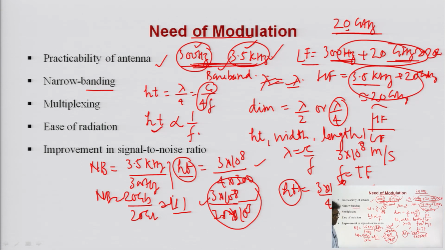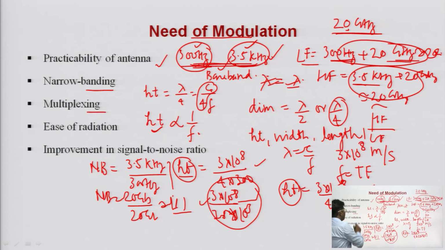So, it means for transmitting the lowest frequency component and the highest frequency component without modulation, if you are transmitting the baseband signal, you have to change the height of the antenna for different frequency components in the range between 300 hertz and 3.5 kilohertz. But if you modulate it, almost the lowest frequency component and the highest frequency component are the same. So, the ratio is 1:1, and you need not change the height of the antenna for different frequency components.